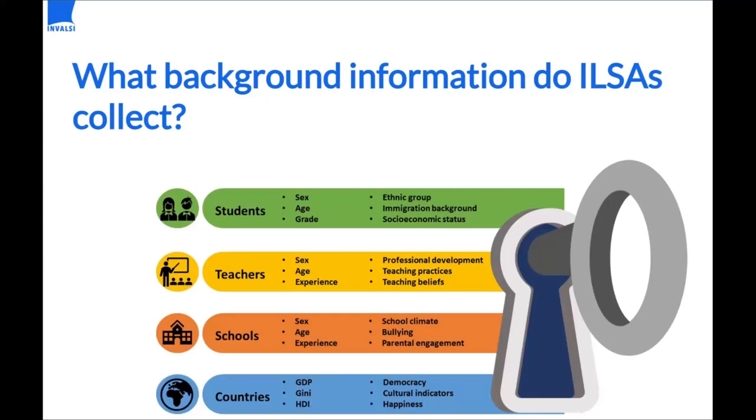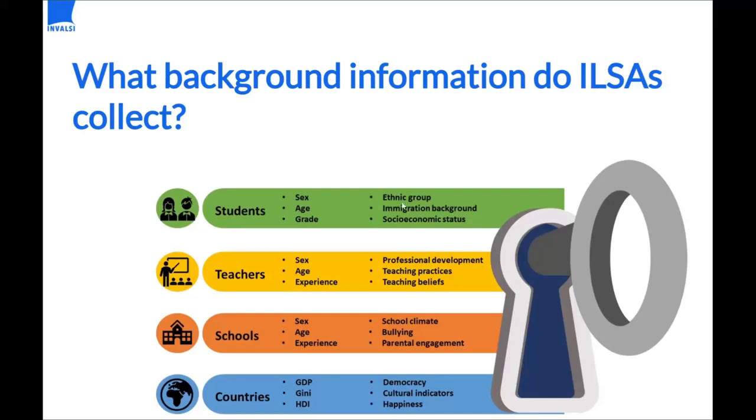And about the countries, this information is not really collected by the survey, but it can be easily merged with this information. They don't collect it because it's only one variable per country. In general, it wouldn't make much sense. But if you want to do this kind of analysis, it is possible, and many researchers do include variables like GDP, Gini, or HDI, the Human Development Index, level or state of democracy, cultural indicators, happiness, and you name it.